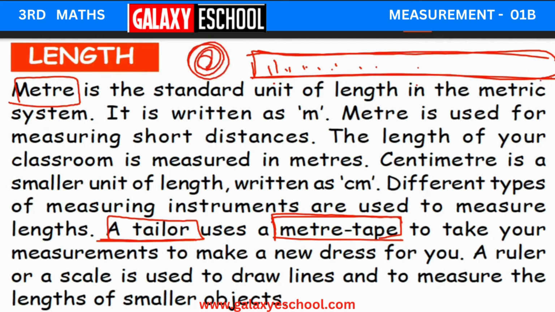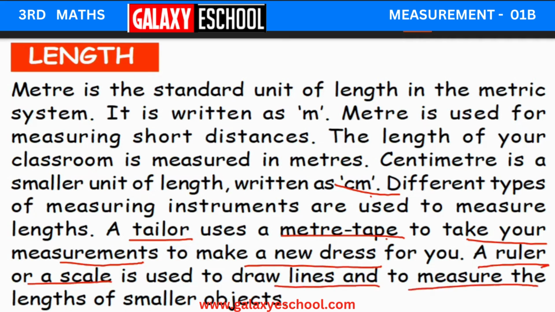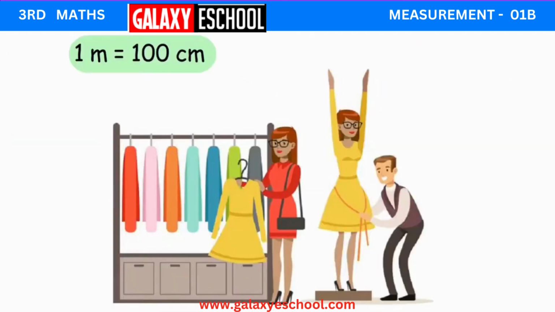After using the meter tape, the tailor folds it like this and he keeps it. Okay, understood? Meter tape is like a ribbon which has markings on it. Now that meter tape is used by a tailor to take our measurements to make a new dress for us. Now when it comes to centimeters, as we have discussed, a ruler or a scale is used to draw lines and also to measure the length of smaller objects.